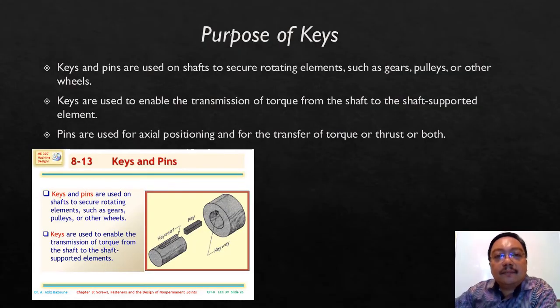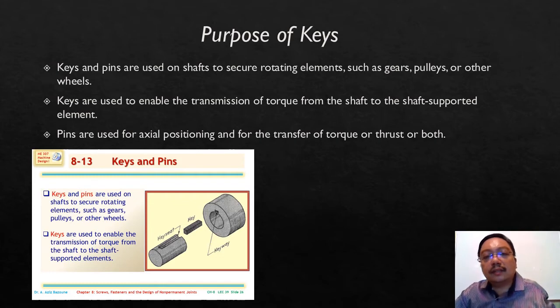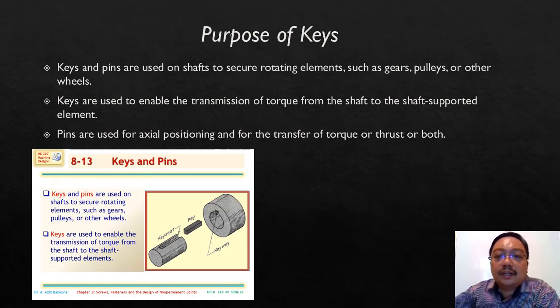Keys and pins are used on shafts to secure rotating elements such as gears, pulleys, and other wheels. Keys are used to enable transmission of torque from the shaft to the shaft-supported elements, and pins are used for either positioning or for the transport of torque or thrust, or both.